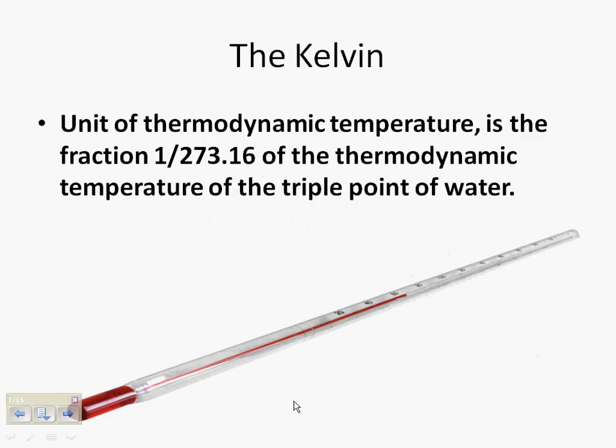The Kelvin. It's a unit of thermodynamic temperature, and it's the fraction of 1 over 273.16 of the thermodynamic temperature of the triple point of water. Triple point of water is when water exists as a solid, a liquid, and a gas.